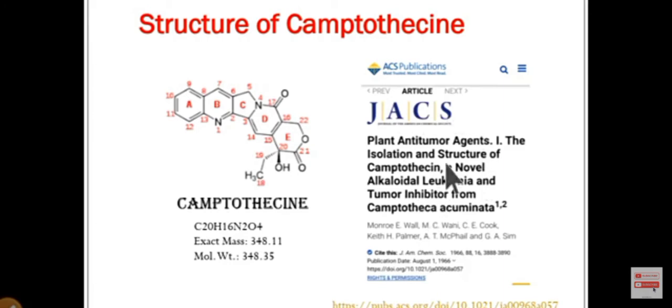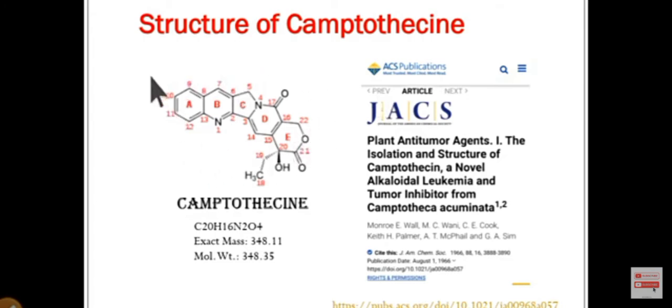So in this paper, what they did was the spectroscopic analysis of camptothecin: isolation and structural determination by FTIR, NMR, UV and mass spectroscopy. As well, they made derivatives of camptothecin and characterized them to confirm the same. Let's see what camptothecin looks like. This is the structure of camptothecin.